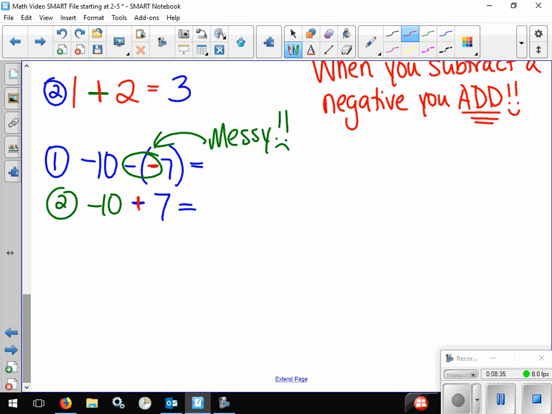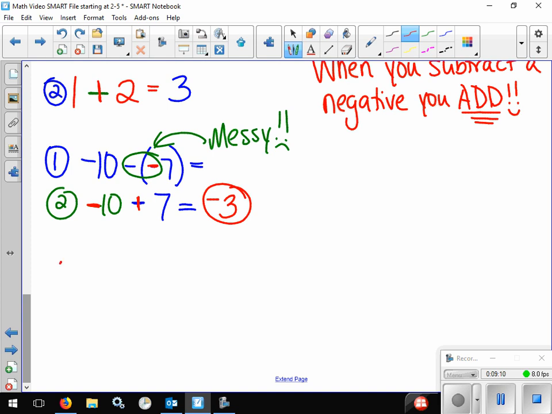So you have negative 10. You owe me money. That's why it's red. Negative 10 plus 7 gives me what? Is it going to be a positive or negative answer? It's going to be negative. Negative what? Negative 3. So when you subtract a negative, you add. You can keep saying that a million times if you need to.